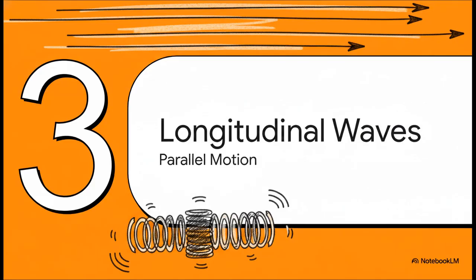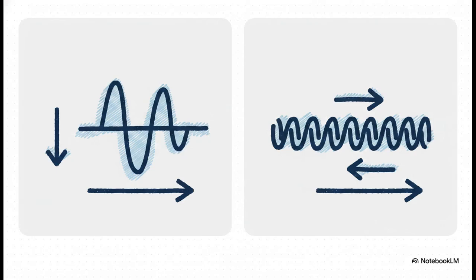Section 3, Longitudinal Waves, Parallel Motion. Let's move on and see how this builds. We just looked at transverse waves, where particles vibrate perpendicular to the motion. But what happens in a longitudinal wave? Well, the particles of the medium vibrate parallel to the direction of motion.